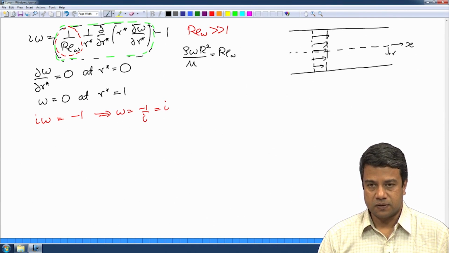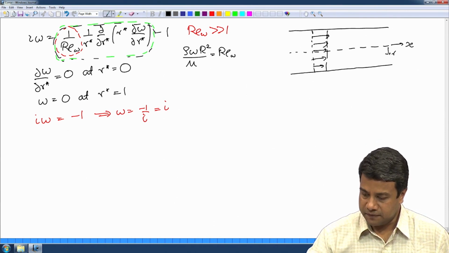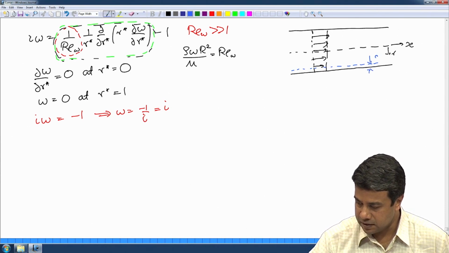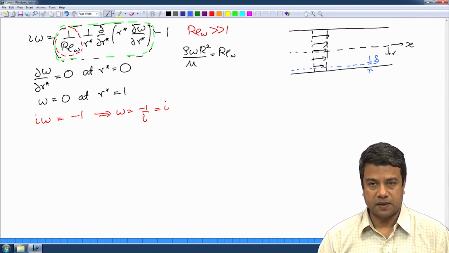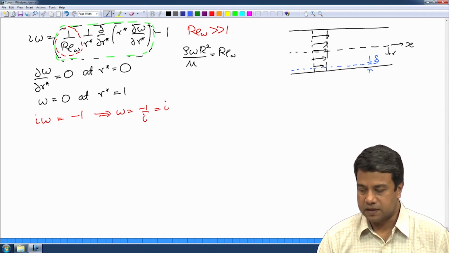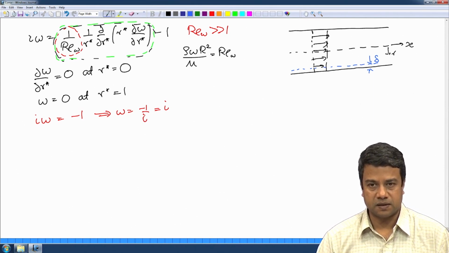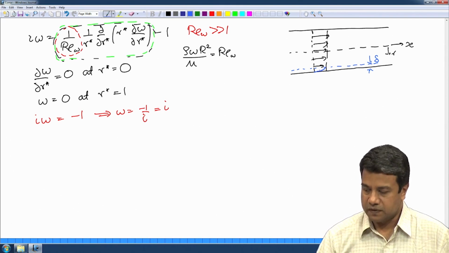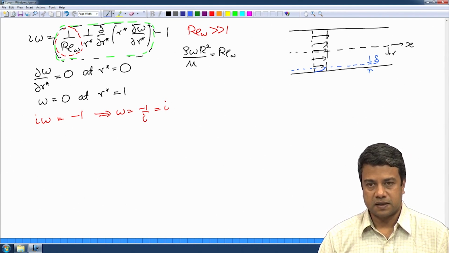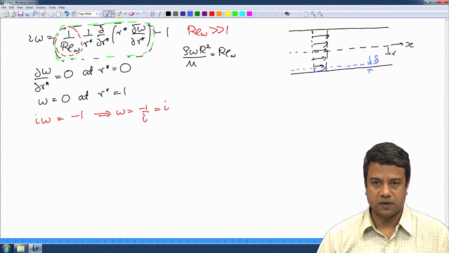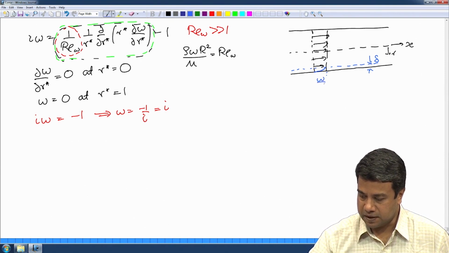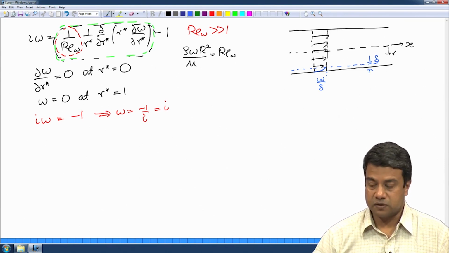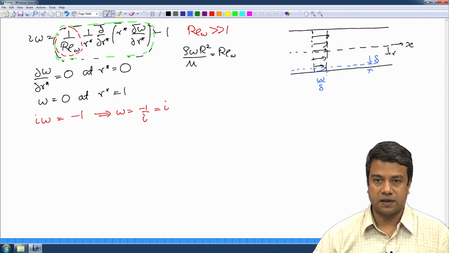However, as one goes close to the wall, if there is a region close to the wall whose thickness delta is much smaller than the pipe radius, and over this distance the velocity increases, that means that the velocity gradient in this region will go as w by delta. This could be much larger than what I have assumed here, that the length scale is r, and therefore I have scaled the velocity gradient all by r.